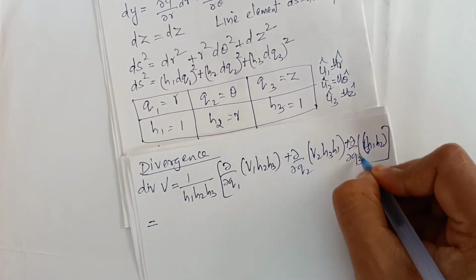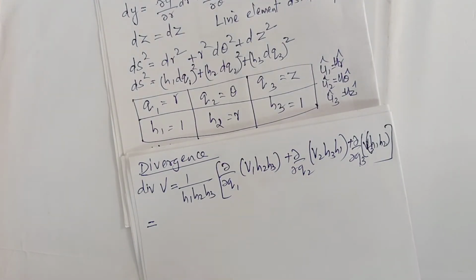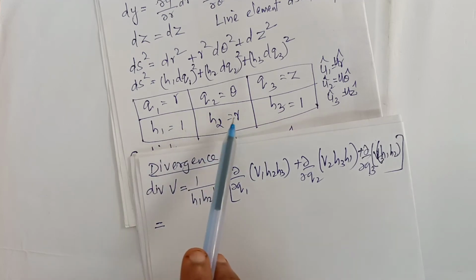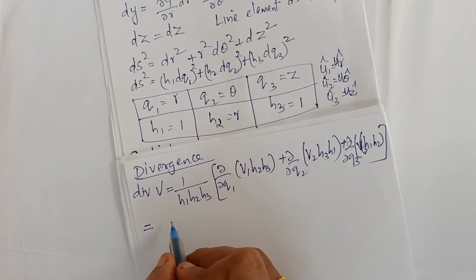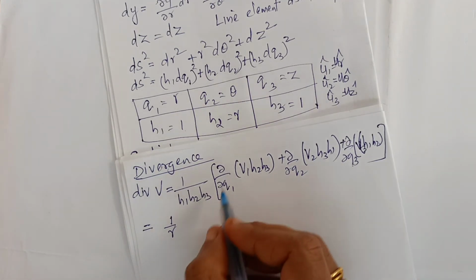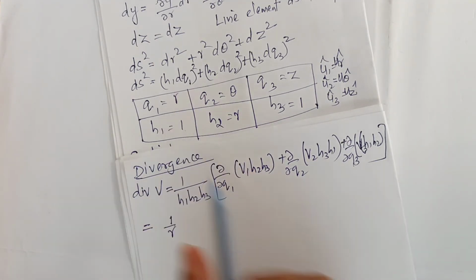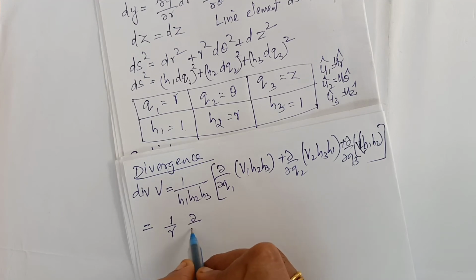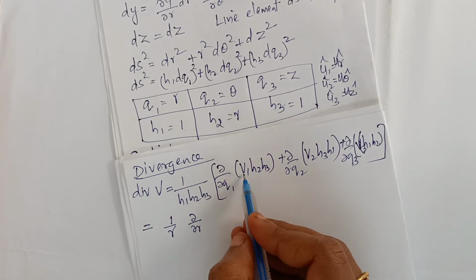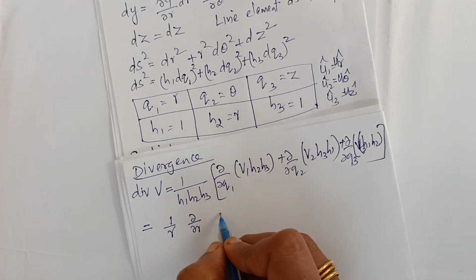Sorry, v3, h1 and h3. Now we know what is h1 into h2 into h3. h1 is 1, h2 is r, and h3 is 1. So together we will get it as 1 by r only. Now what is dou by dou q1? q1 is r, so dou by dou r. What is v1? v1 is vr itself.